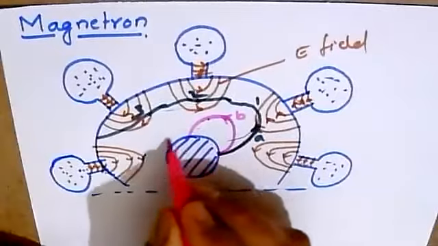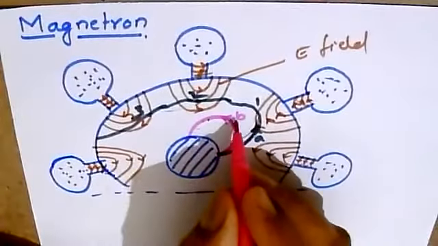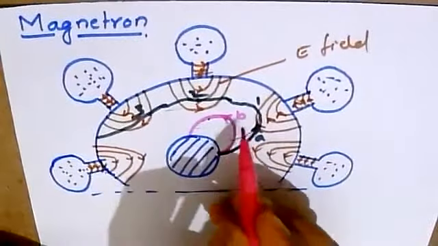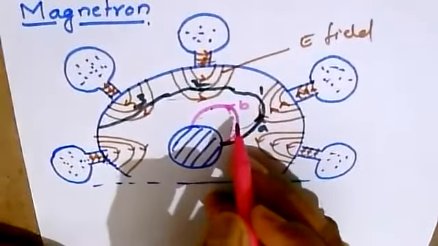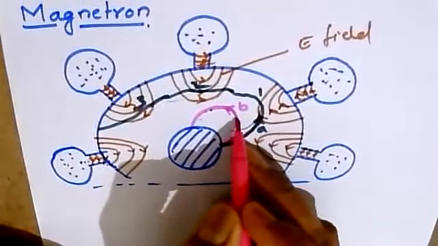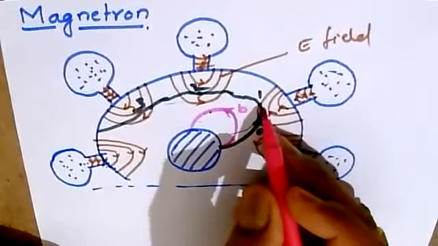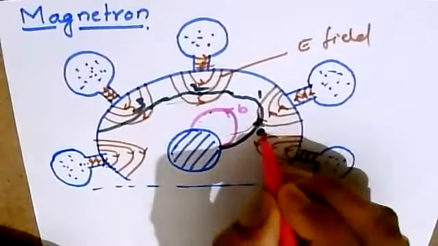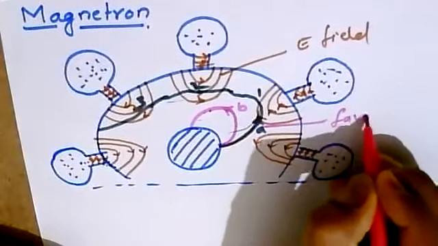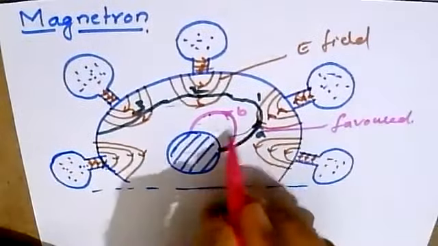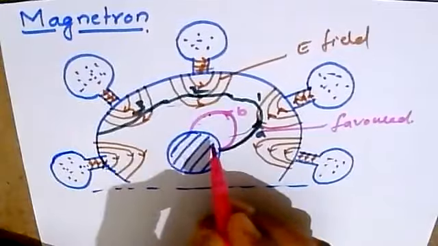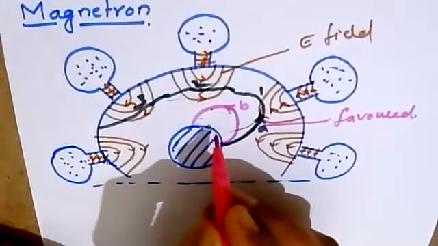So a cloud-type structure is formed due to this type of electrons. These are unfavorable electrons, whereas the ones which give the oscillations are said to be favored electrons. These are said to be favored electrons, and B category electrons are said to be unfavored electrons.